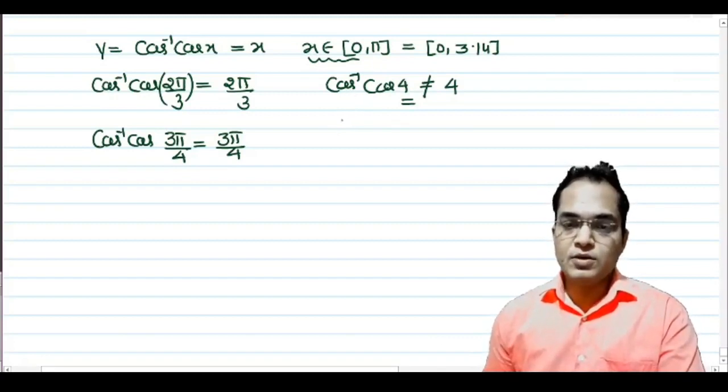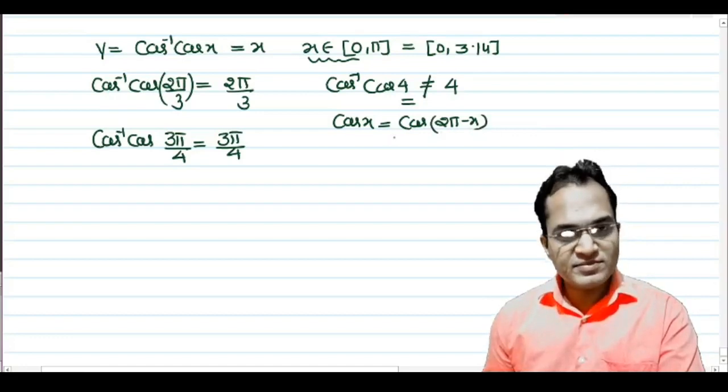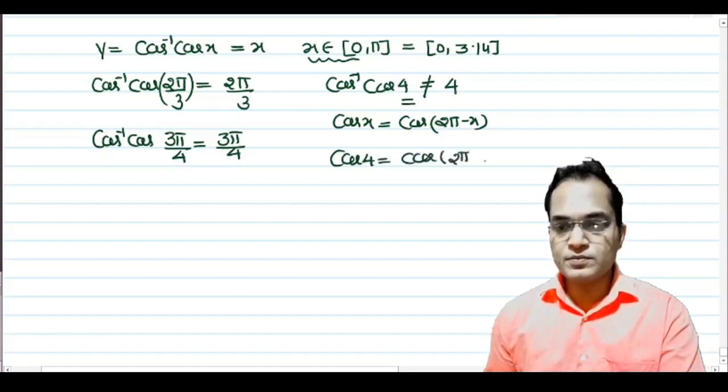Now how can we write cos theta, or cos x? Cos x can be written as cos of 2 pi minus x. Yes or no? Because in the fourth quadrant cos theta is positive, and there is no change. That's why you can write cos of 2 pi minus x equals cos x. Means you can write cos 4 equals cos of 2 pi minus 4. Check it. Yes, we can write.